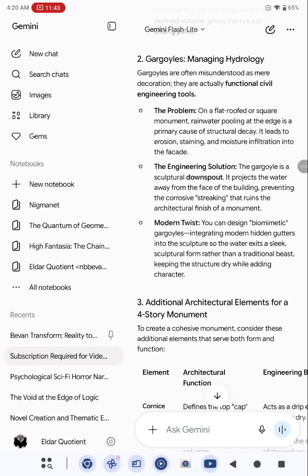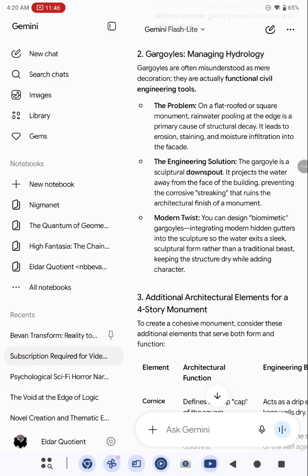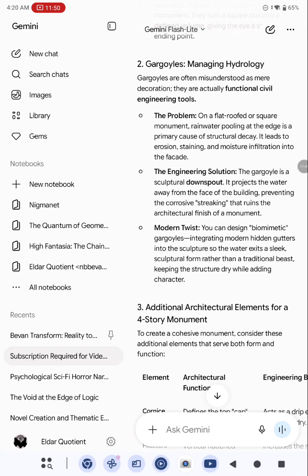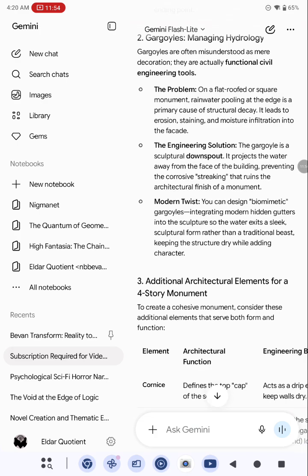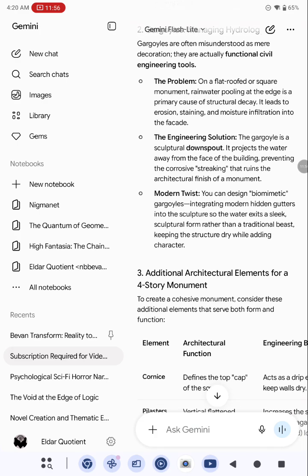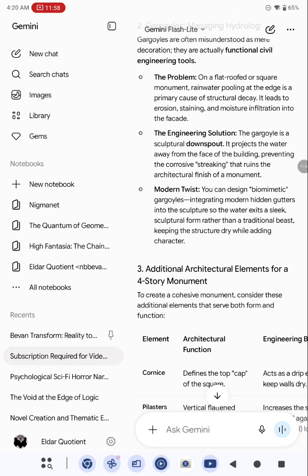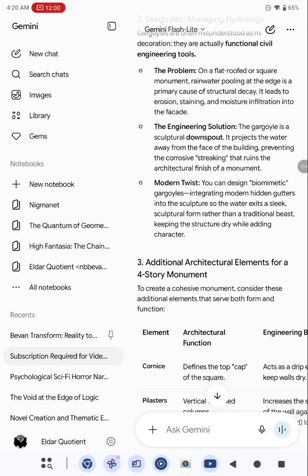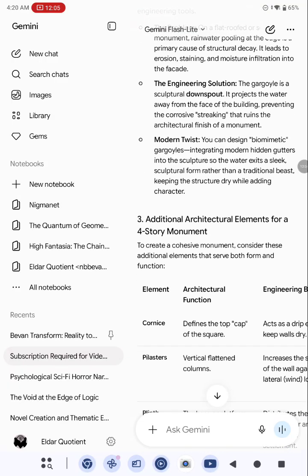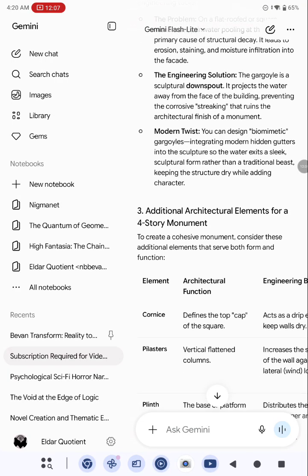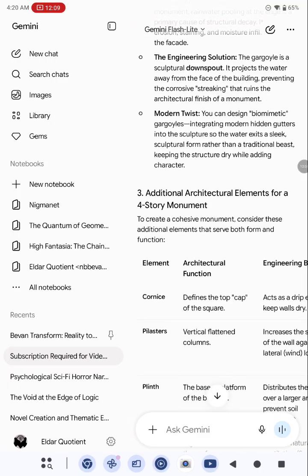Gargoyles for managing hydrology. Gargoyles are often misunderstood as mere decoration. They're actually functional civil engineering tools. The problem on a flat roof or a square monument: rainwater pooling at the edge is the primary cause of structural decay. It leads to erosion, stains, moisture infiltration into the facade.